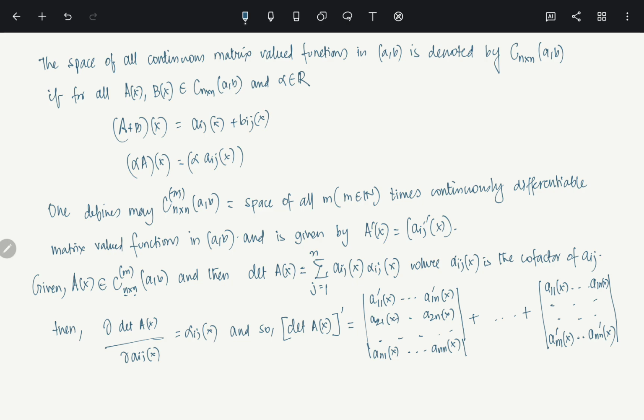Okay, so this is how you take the derivatives of the determinant of a matrix valued function. Okay, so this is quite clear. If you are still doubtful, please check it using a 2 cross 2 matrix. Then you will be convinced. But this is quite clear, right? Okay, so with this we are going to end this video.